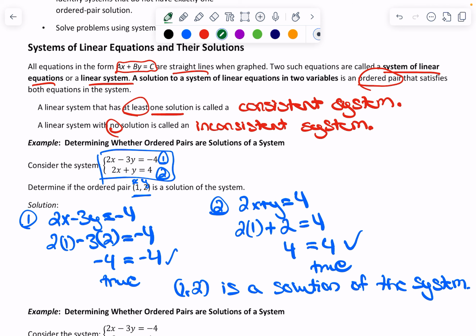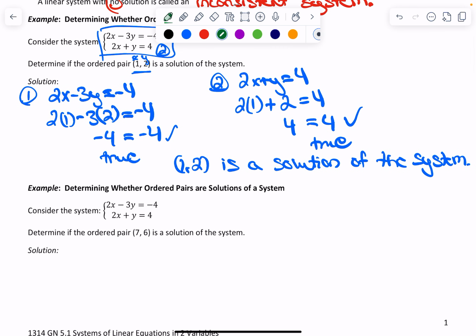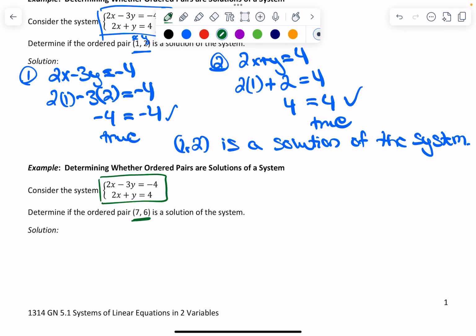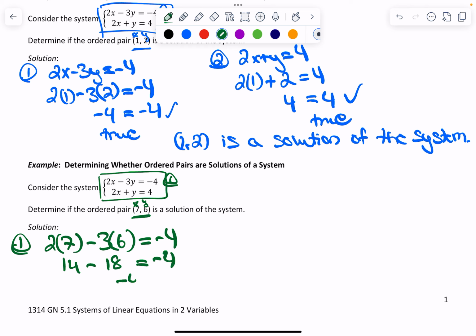Okay, let's look at the next example here. So we have the exact same system. We just have a different ordered pair. So we're using 7, 6 now. We're going to start with the first equation. And again, plugging in the 7 as x and 6 as y. 2 times 7 minus 3 times 6 equals -4. So this is 14 minus 18, which is -4. So that is still true. So the ordered pair 7, 6 is the solution to the first equation.